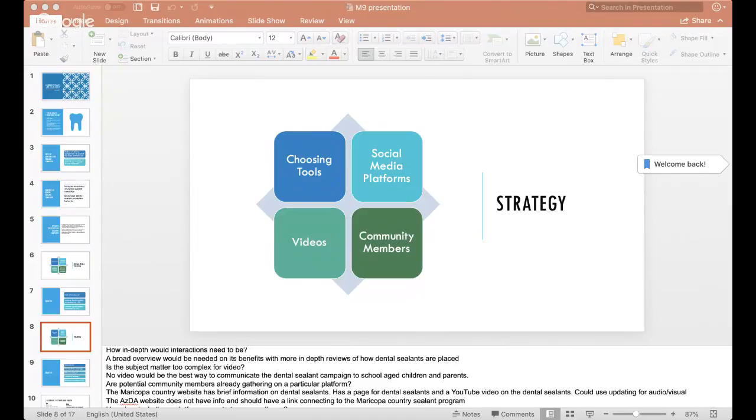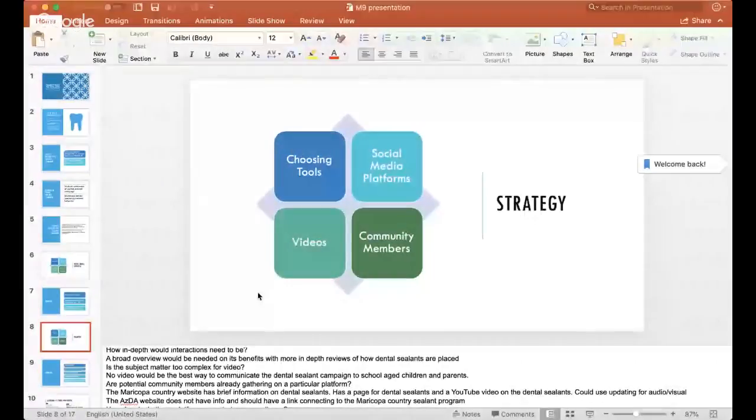Link it to the CDC website. Link it towards the ADA, American Dental Association website. Link it to areas where teachers or parents can get more information. It's something that's very important.